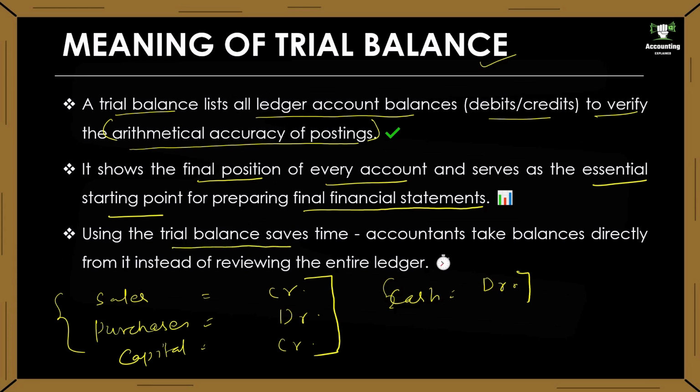Using the trial balance saves time. Accountants take balances directly from it instead of reviewing the entire ledger. Accountants don't see the ledgers separately for preparing the financial statements like P&L account, trading account and balance sheet. Instead of that, they see the trial balance and they take the balances from that and prepare the final financial statements. So, it saves time for the accountants and for the business too.